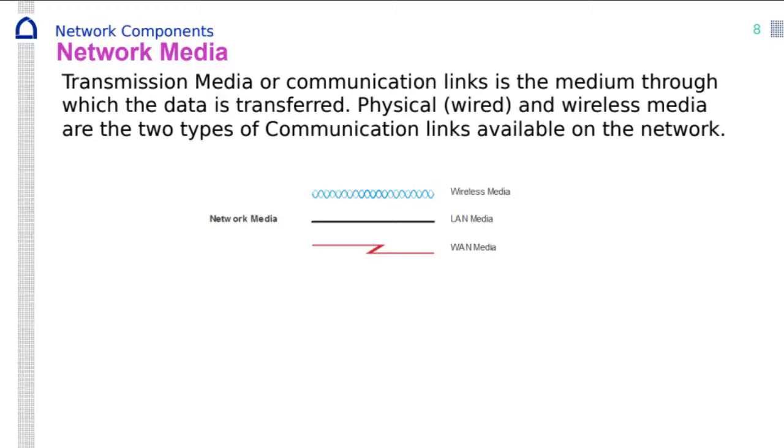This is how we put the symbol for the wire. We can have a black continuous line or this red line. This is for WAN connection, WAN.